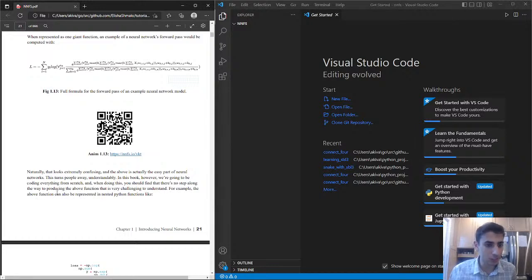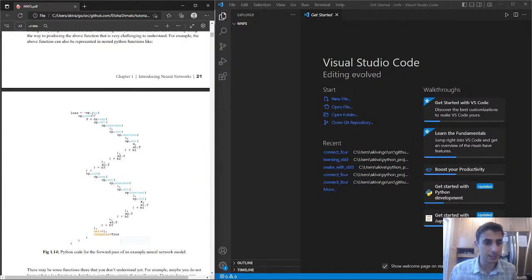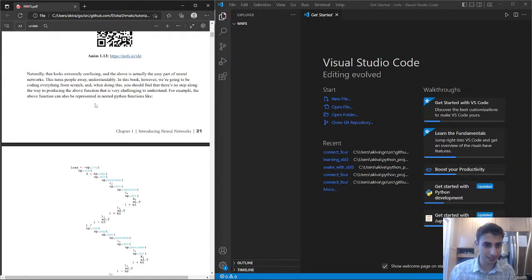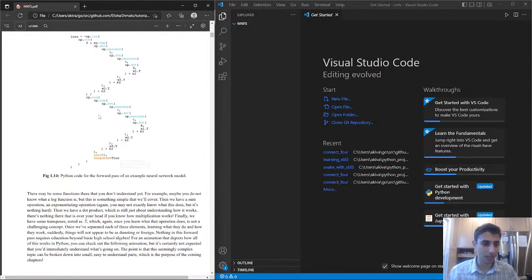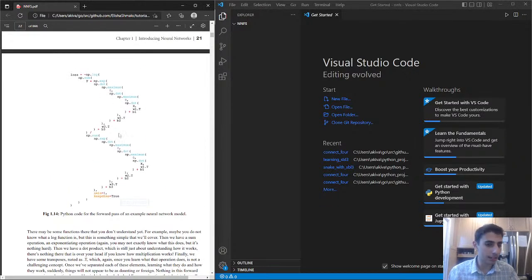For example, the above function can also be represented as nested Python functions like this. I'll be honest with you, I remember this moment when I was watching his tutorials and he broke it down from this to this, and my face smiled. I was like, oh my god, I know what every single one of these are and what they do, and it's amazing. Again, notice our little negative over here. And there you go. This is what it would look like in Python code. And honestly, to me as a Python programmer, this looks a lot less scary.